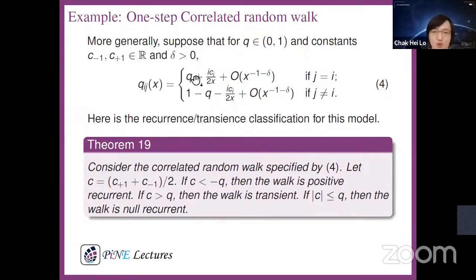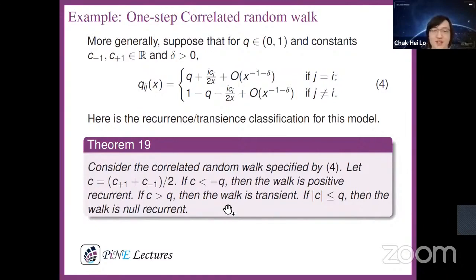So consider this correlated random walk. Let C equal the average of C plus 1 and C minus 1. Then if C is less than minus q, it's positive recurrent. If C is greater than q, then it's transient. If the absolute value of C is in between, that is, if C is between minus q and q, then the walk is null recurrent. So this applies the theorem that we have for the Lamperti drift case.